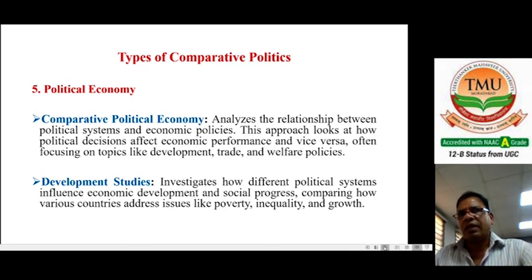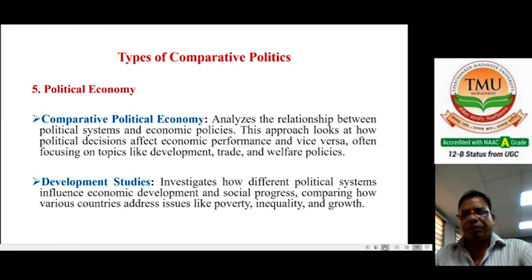Some states give importance to education and health. Some states give importance to the army. Some states give importance to their infrastructure. So these are very important concepts of comparative political economy, and there are different parameters for their comparison. Next is development study.